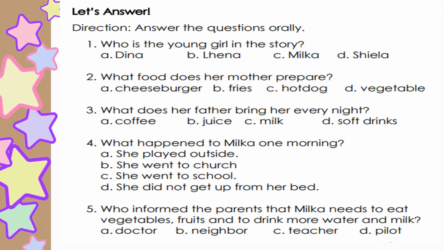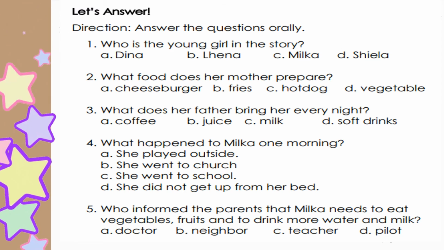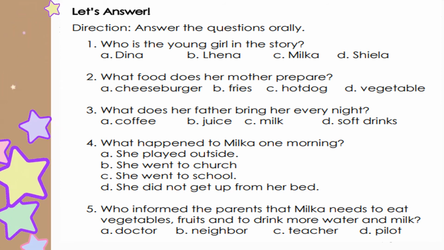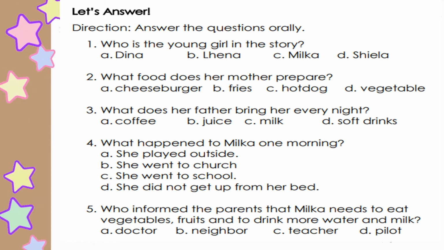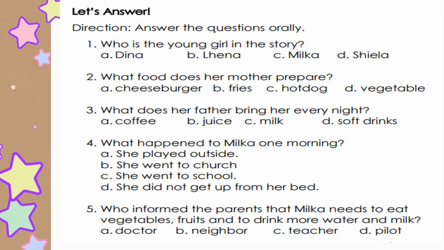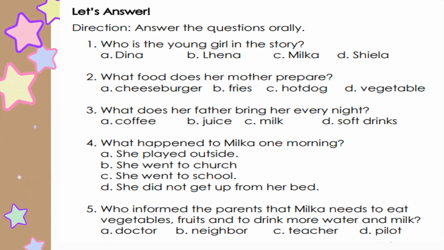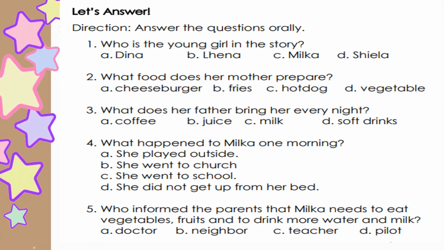Let us answer the questions orally. Number 1, who is the young girl in the story? A. Dina, B. Lena, C. Milka, D. Sheila. Number 2, what food does her mother prepare? A. Cheeseburger, B. Fries, C. Hot dog, D. Vegetable.